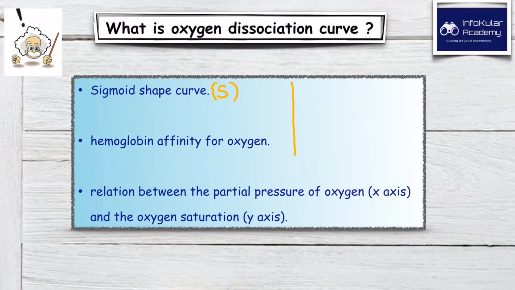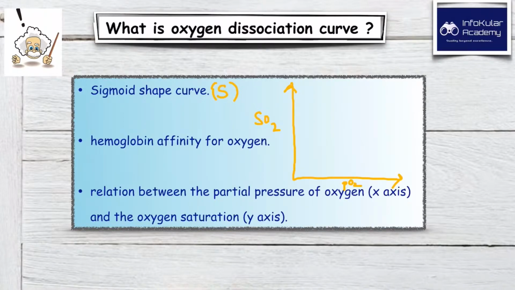Now there is a y axis and there is an x axis. इस y axis पे there is saturation of O2 that is depicted और x axis पे partial pressure of oxygen. इन दोनों की जो रिलेशनशिप है इसको डिपिक्ट करती है ऑक्सीजन डिसोसिएशन कर्व.